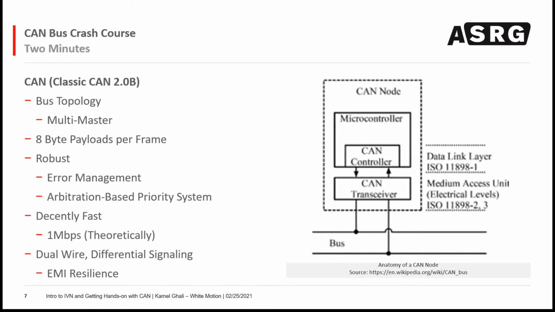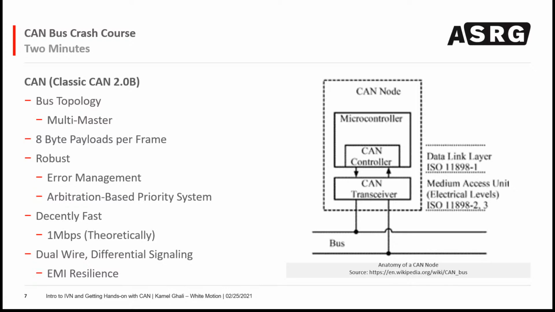So CAN bus is a bus topology network. And it is multi-master. What this means in real life is that all the nodes on a CAN network are connected to the same bus, right? This bus is made up of two wires, right? It is a dual wire network, and it uses differential signaling, which I have there at the bottom, right over here. And I'll explain this a little bit in a second. It uses 8 byte payloads per frame. Keep in mind, there are lots of different versions of CAN, but the most common one is what we'll call high-speed CAN.